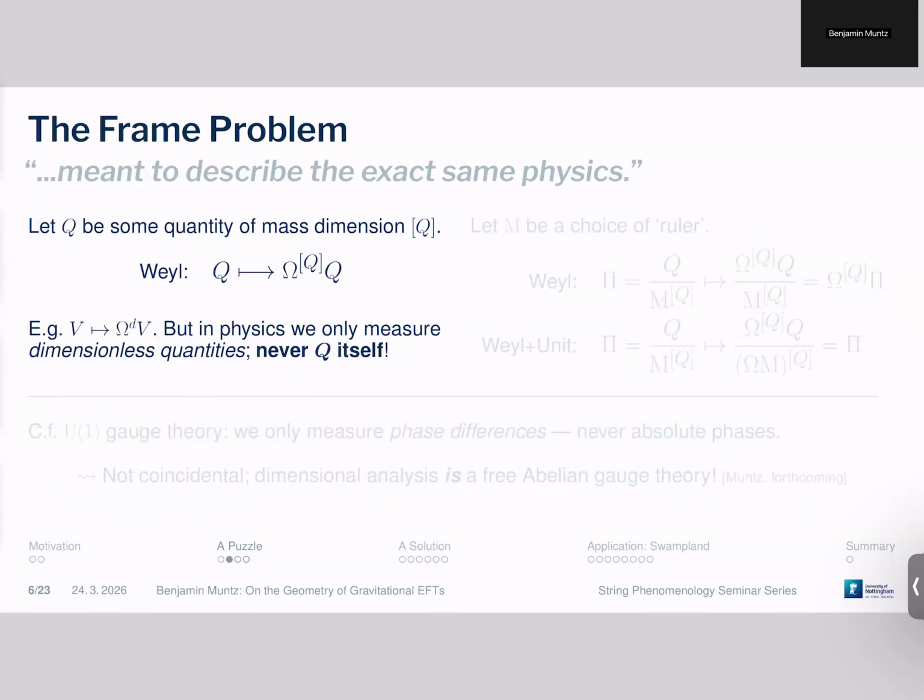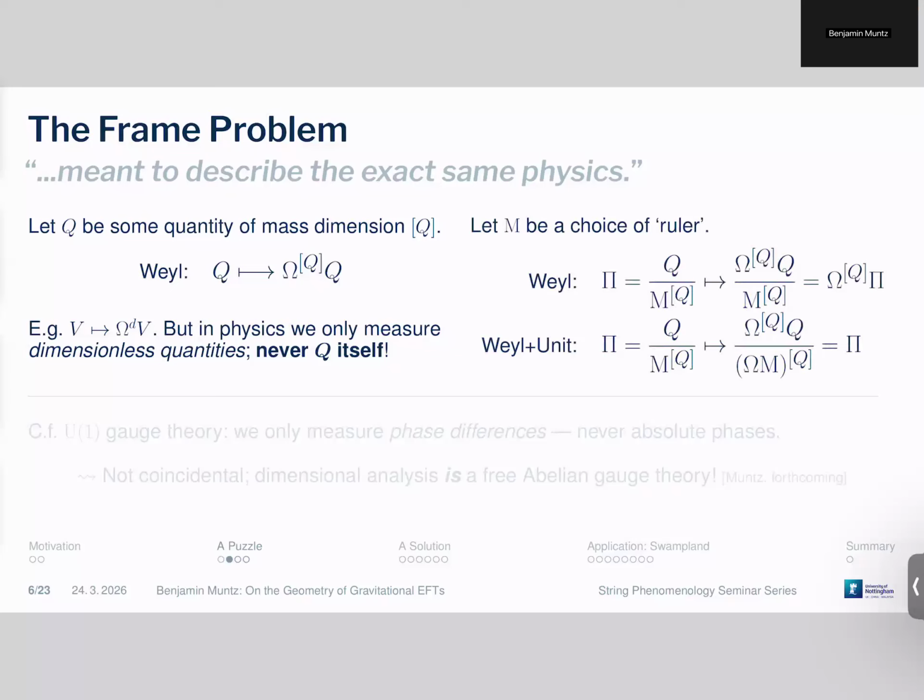That if I have some quantity that I want to measure in my theory, could be a mass or coupling or whatever, so here I have very generally Q and it has some mass dimension. If I perform a Weyl transformation, then this quantity will be rescaled. But in physics, we never measure quantities themselves. We only measure dimensionless things, dimensionless ratios. And so really what we have to do is take a ratio of things, maybe some choice of ruler, and construct some dimensionless quantity pi, which we can measure.